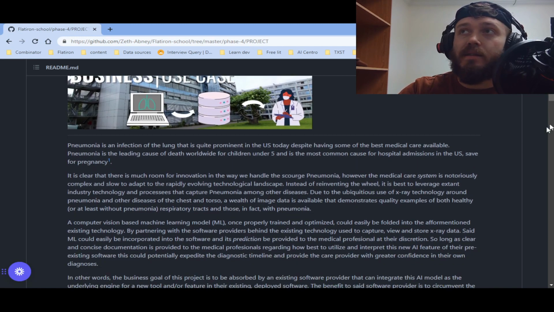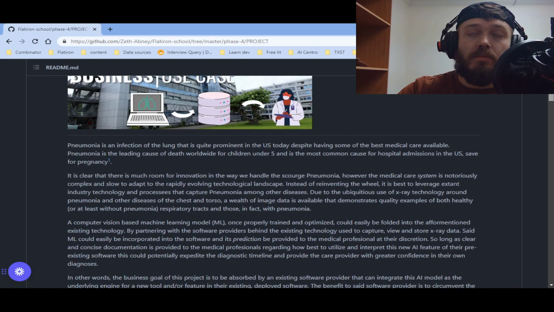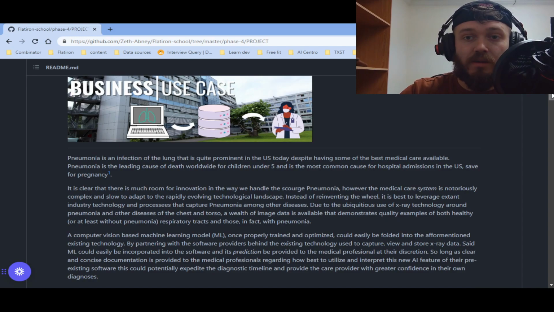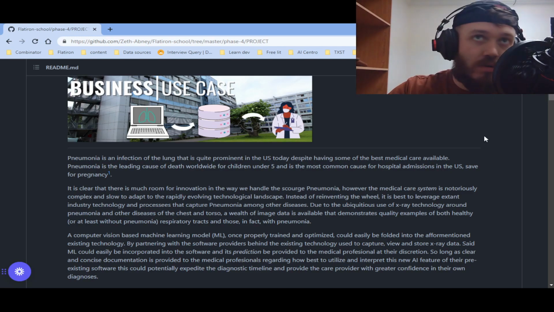The idea is that it would extend or augment or expedite what the doctors are already doing. It wouldn't necessarily replace the need for humans to check and read the x-rays, but it could cut down on the time that it takes to get through all the different diagnoses that the medical professionals need to get to.